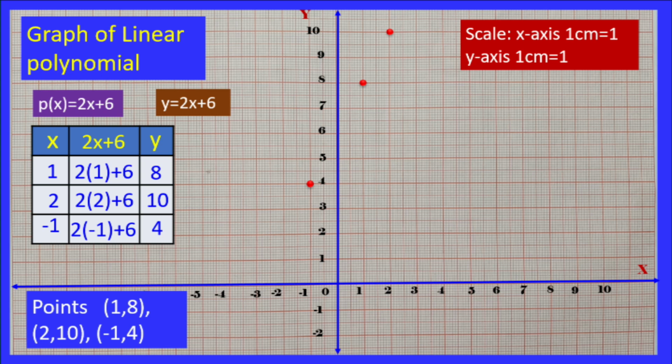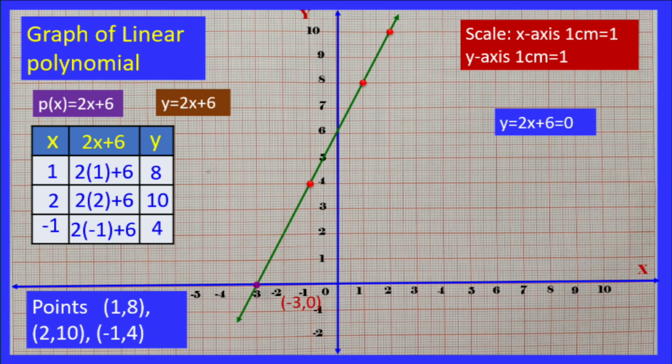Now try to join these 3 points with a ruler. You will get one straight line like this. Okay, see this straight line, like this we will get one straight line. Observe that straight line where it is intersecting x axis. Where it is intersecting x axis, observe the point, it is there at minus 3 on x axis. So write the ordered pair here, minus 3 comma 0.